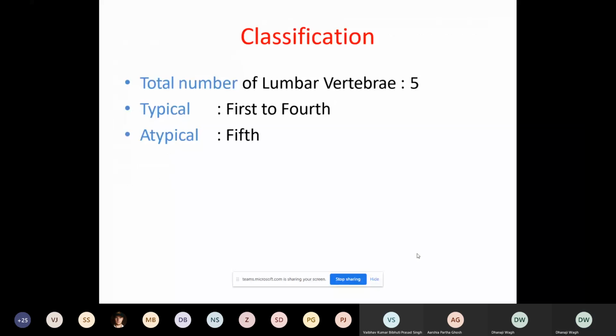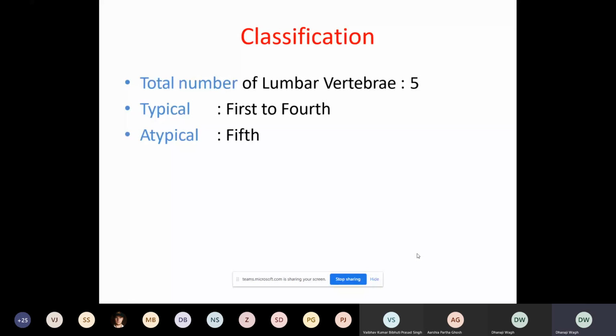Classify this bone. Lumbar vertebrae, irregular type of bone. It is 5 in number. Then subdivisions are there: typical lumbar vertebrae and atypical lumbar vertebrae. So these are the typical lumbar vertebrae. From above downwards, you can count first, second, third, fourth.